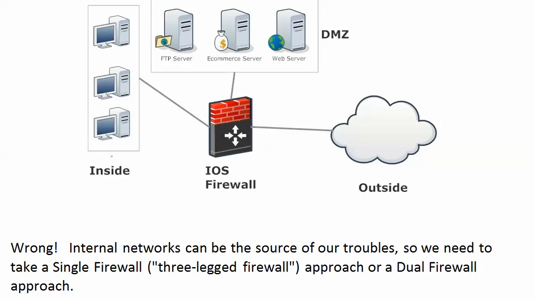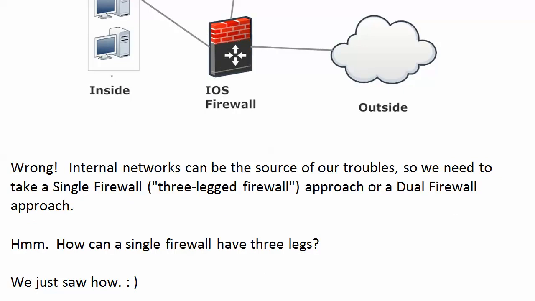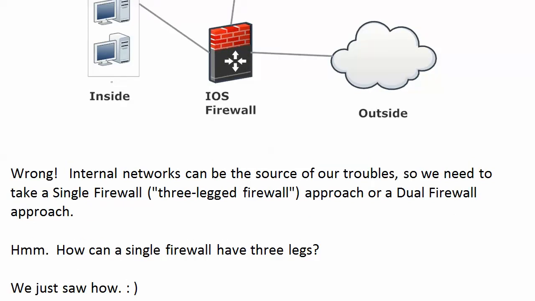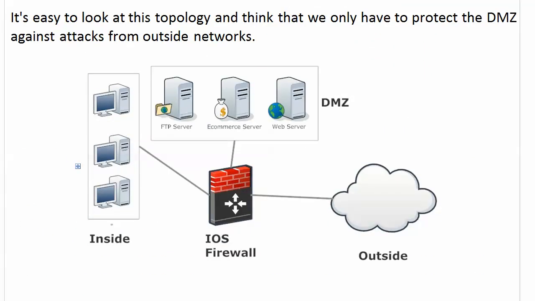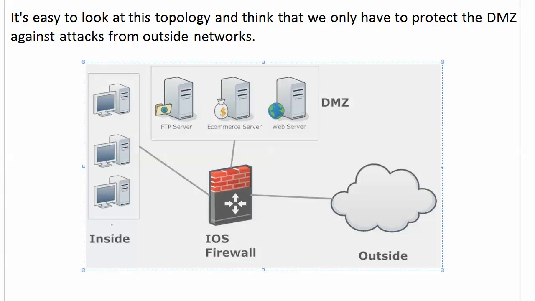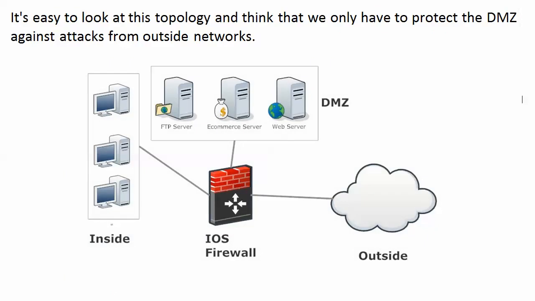So we can take a single firewall or a dual firewall approach. And dual firewall just sounds better, doesn't it? Let's see if it's actually better. Now, the single firewall is also occasionally referred to as a three-legged firewall. How can a single firewall have three legs? Well, actually, this one does. 1, 2, 3. You don't think of them as legs when you're looking at the drawing the first time, but the inside network, the DMZ, and the entrance to the outside are all connected to this one firewall.